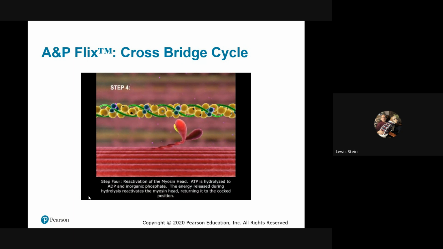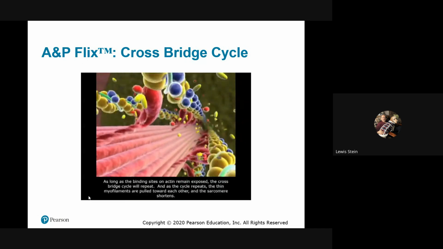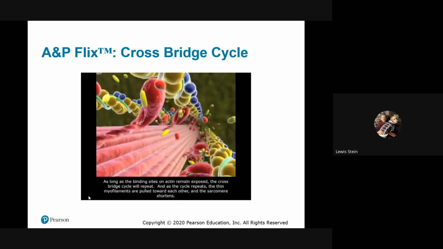Step 4. Reactivation of the myosin head. ATP is hydrolyzed to ADP and inorganic phosphate. The energy released during hydrolysis reactivates the myosin head, returning it to the cocked position. Now, as long as the binding sites on actin remain exposed, the cross-bridge cycle will repeat.